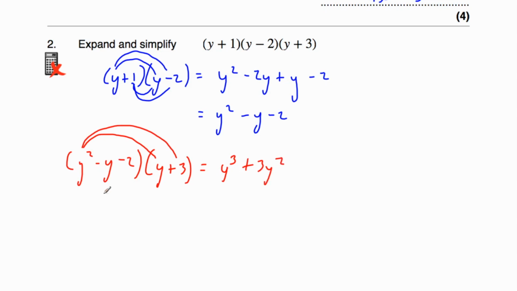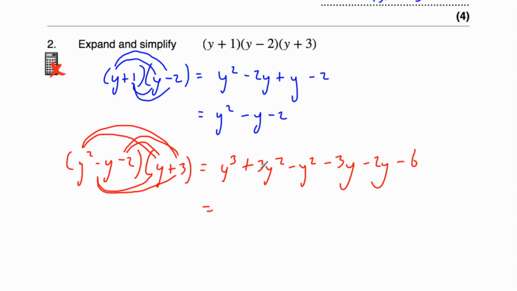So now let's move on to our minus y. So we've got minus y times y. That'll be minus y squared. And minus y times 3 would be minus 3y. And then finally, we've got our minus 2. So minus 2 times y is minus 2y. And minus 2 times 3 would be minus 6.